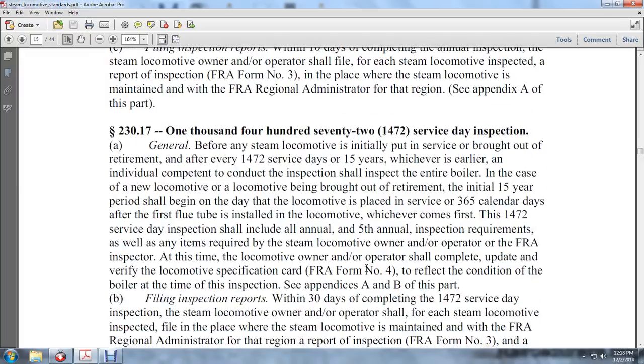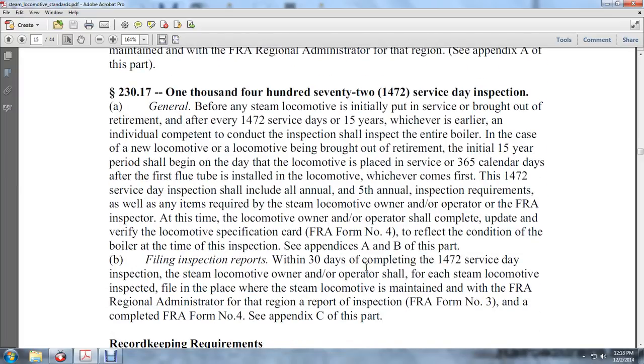230.17 1,472 service day inspection. Every steam locomotive that is initially brought into service, or brought out of retirement, must be inspected after every 1,472 service days or 15 years, whichever is earlier. An individual competent to conduct the inspection shall inspect the entire boiler. In the case of a new locomotive being brought out of retirement, the initial 15-year period shall begin with the date the locomotive is placed in service, 365 calendar days after the first flue tube is installed.